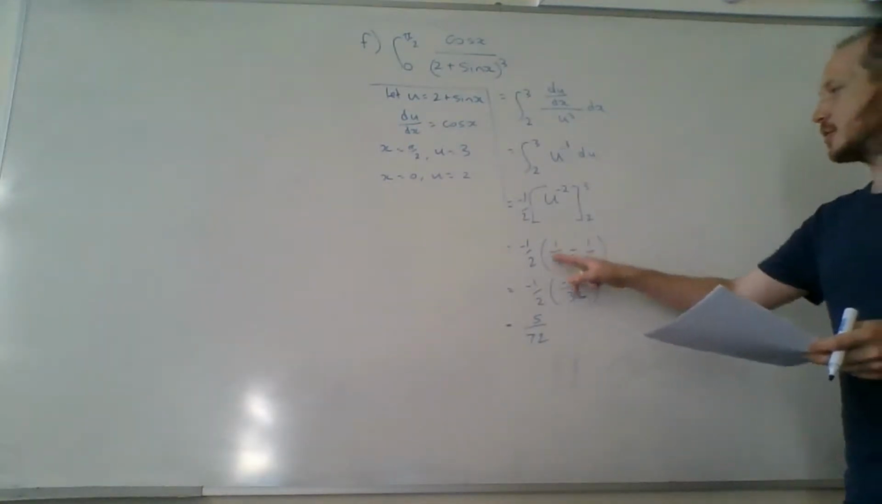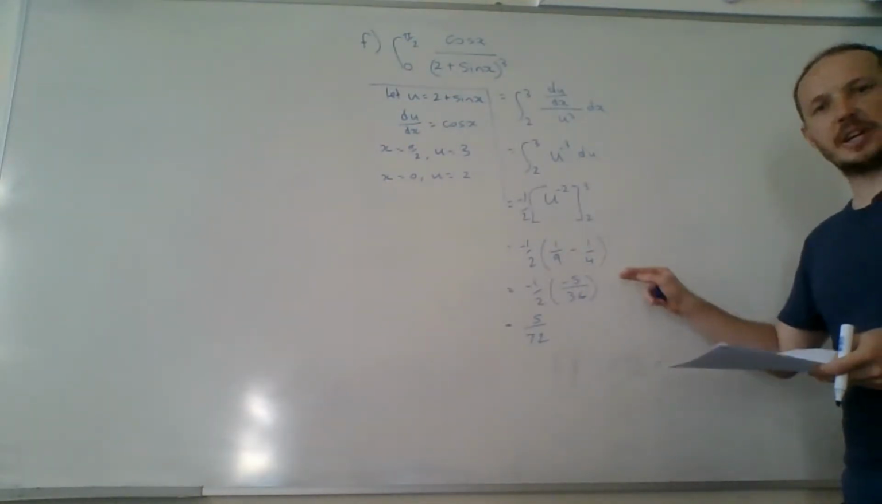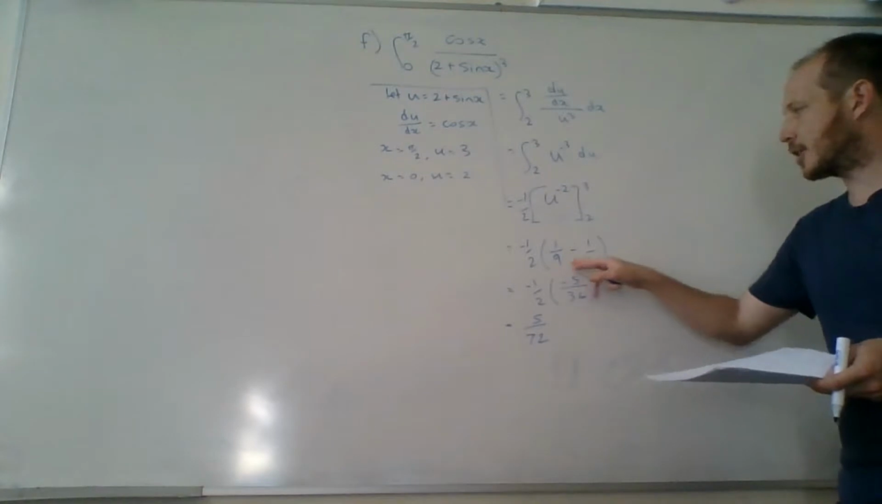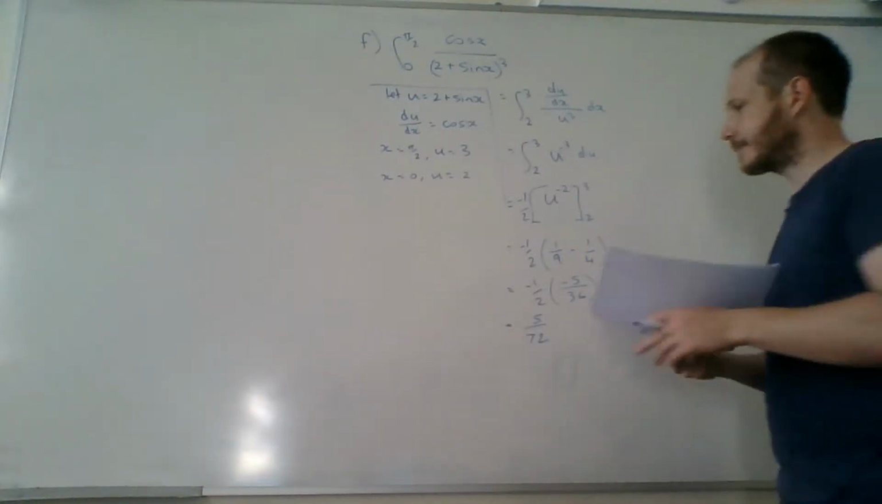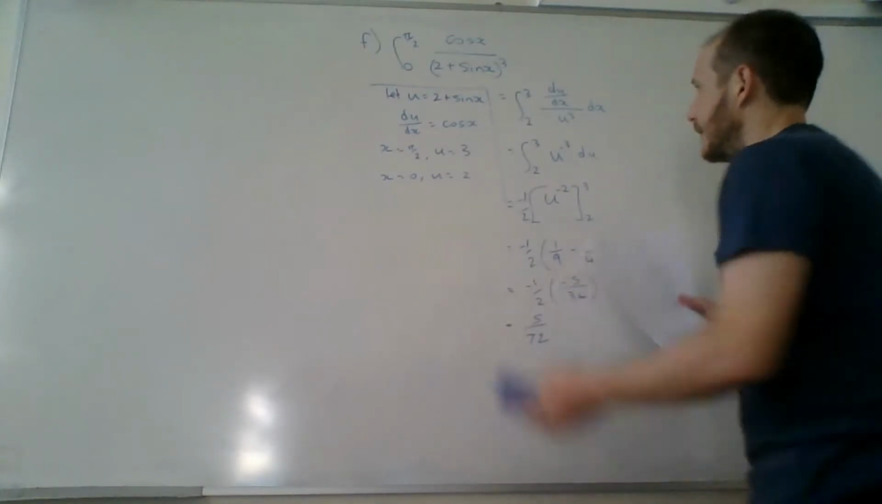Now, just remember, with those fractions, I've done that pretty quickly, but basically what I've done is just found a common denominator and multiplied the top numbers. So that's part F.